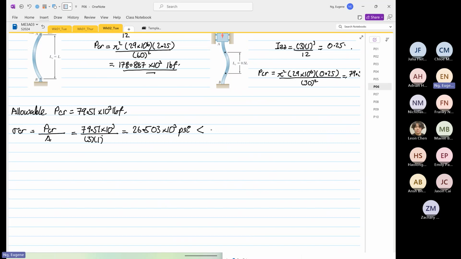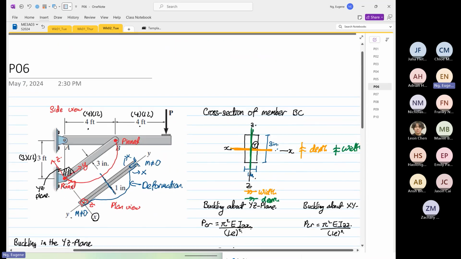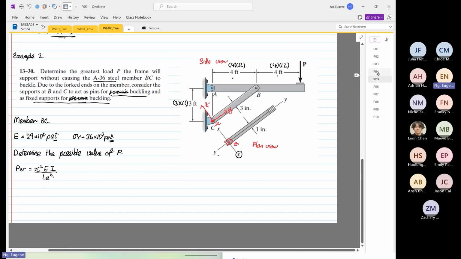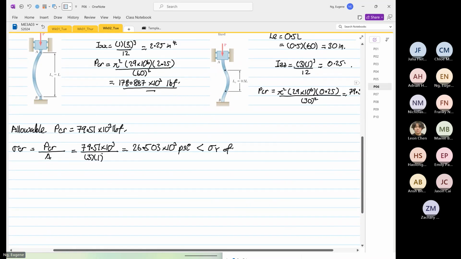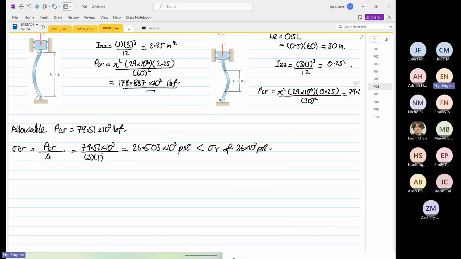And this is less than the yield stress. The yield given to us, as I wrote down earlier, is 36 times 10 to the power 3. Now, this calculation is important because if you don't calculate this, no doubt you can withstand the force. However, with a very small area, the structure might fail. So this is just to say that the structure will not fail by yielding.